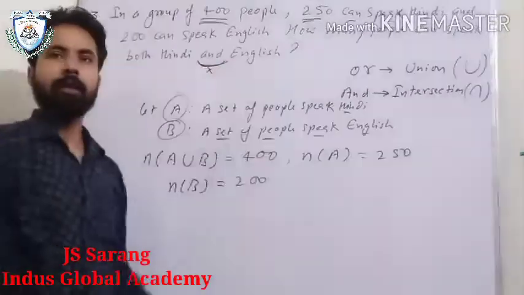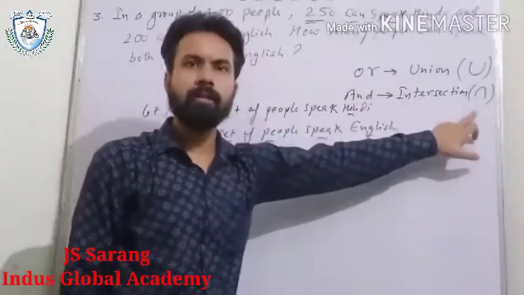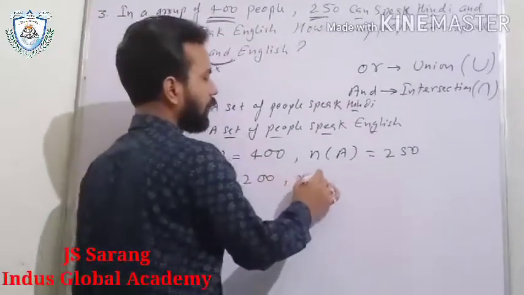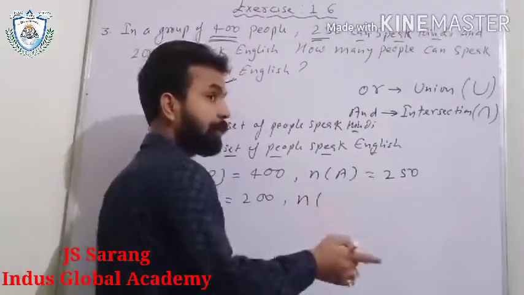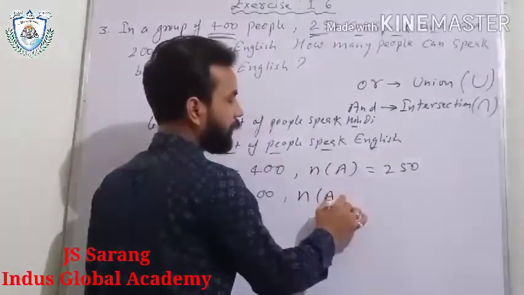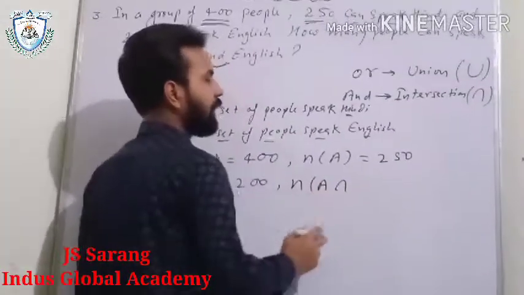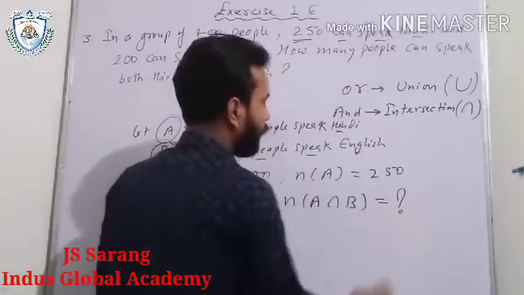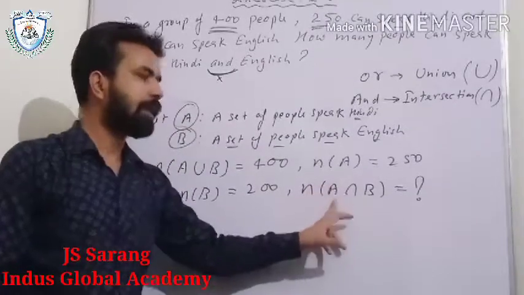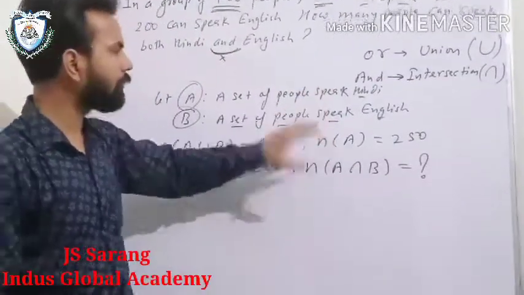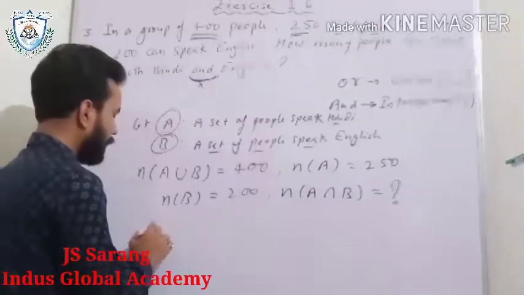And if "and" is here, then we will use intersection. So we have to find out the number of people who can speak Hindi and English. Hindi is represented by A, "and" is represented by intersection, English is represented by B. Means we have to find out the number of elements in A intersection B. Got it? After doing this, we will use the property.